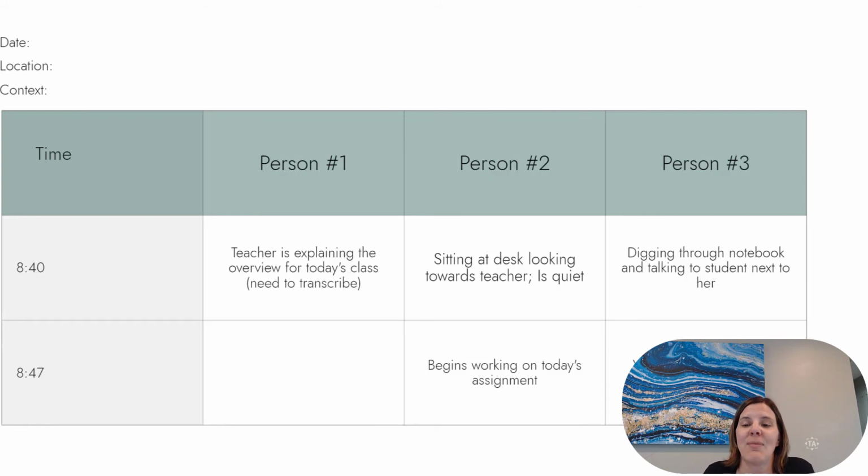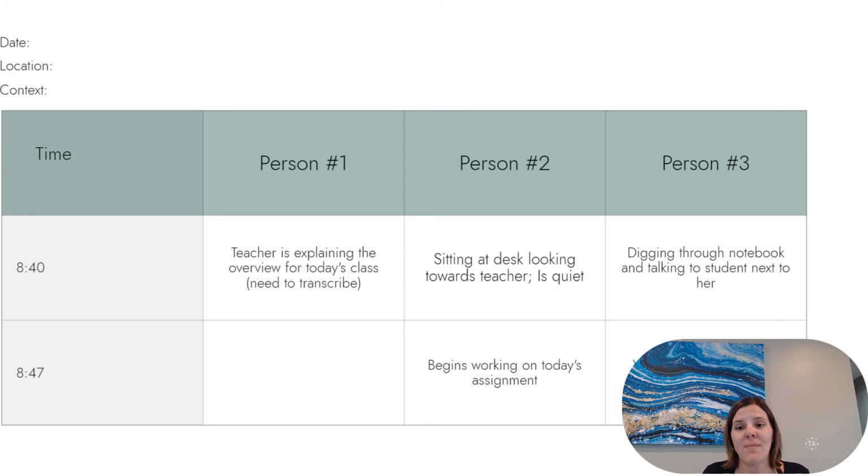And then you can see the same thing with person number 3, digging through notebook, talking to student next to her. That suggests that person is not paying attention, that person is not listening. That's a reasonable inference, but that's not what goes on this form. What goes on this form is only things that I see and hear.